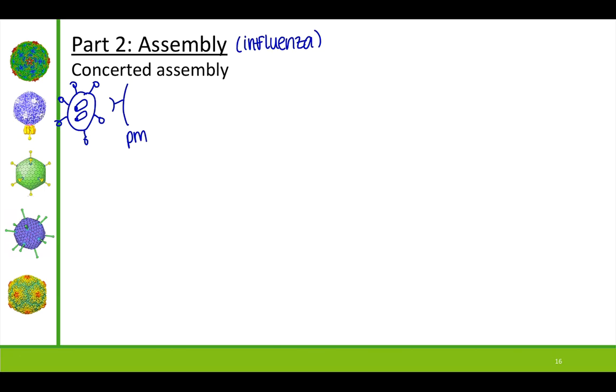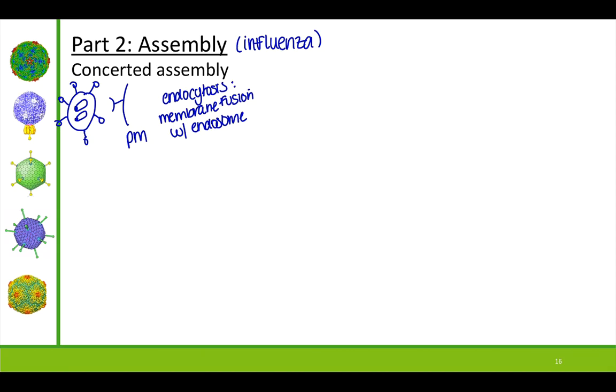So we're going to have endocytosis. Again, this should be review for you. And we're going to have membrane fusion with the endosome. As that virus is endocytosed, we get protons that are pumped into the endosome. That's going to cause a pH-dependent conformational change in that F-peptide, which is going to cause fusion of the membrane of influenza with the membrane of the endosome.